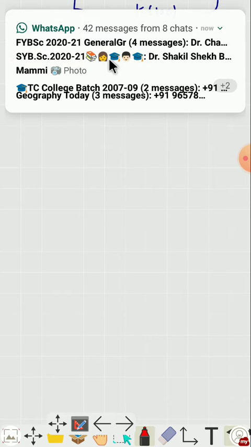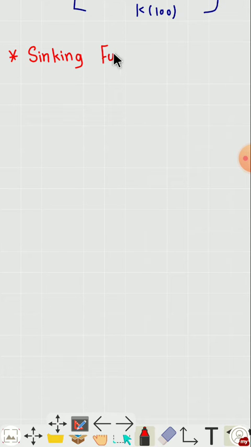Sinking funds. So first of all, we see what is meant by the sinking fund. Everyone is aware that when we are anticipating some expenditure in future, we may like to keep the money ready for that particular expenditure expected to occur at that time.